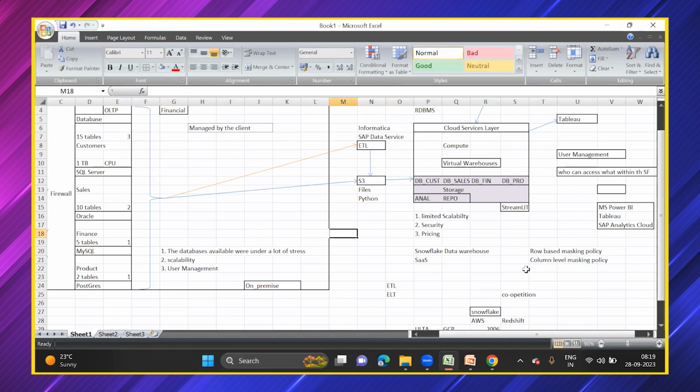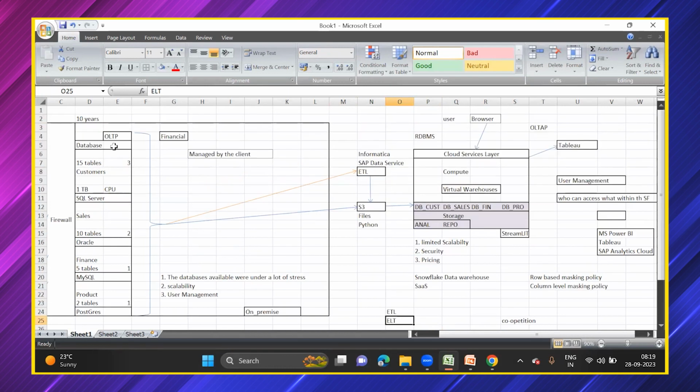This is the scenario we have been using for a long time. Now, once we have moved to cloud scenarios, we have a concept called ELT, where first the data is extracted, then it is loaded, and then it is transformed. So your data from the on-premise system is extracted into the S3 bucket, then loaded into the Snowflake data warehouse, and then transformation is the third step.